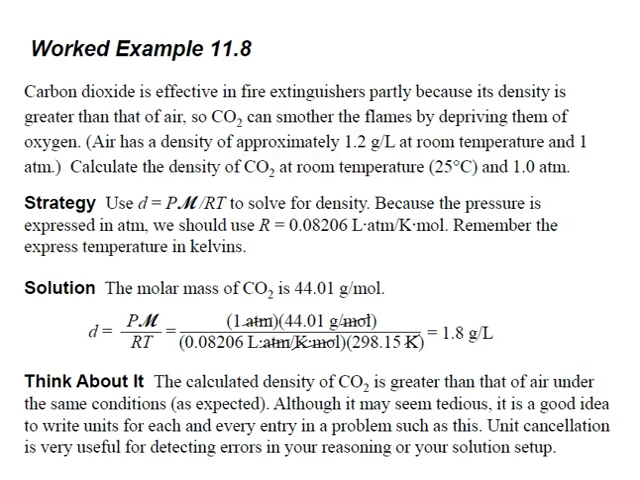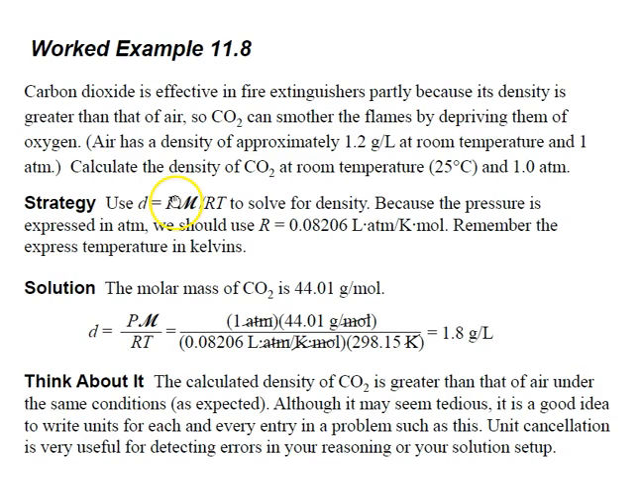We're asked to calculate the density of carbon dioxide at room temperature, which is 25 degrees Celsius. And of course, we want to compare the density to air, so we're also going to look at the same pressure at 1 atmosphere. Our strategy would be to use this formula that's given for density.